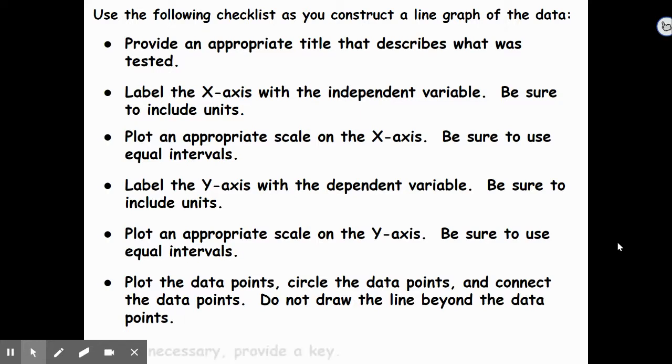And then, if necessary, provide a key. A time when you might need a key is, let's say you're plotting more than one line on the same set of axes. You might do two different colors, or you might do circle points on one line and put a square around them on the other, whatever. You're going to provide a key that represents that if it is necessary.